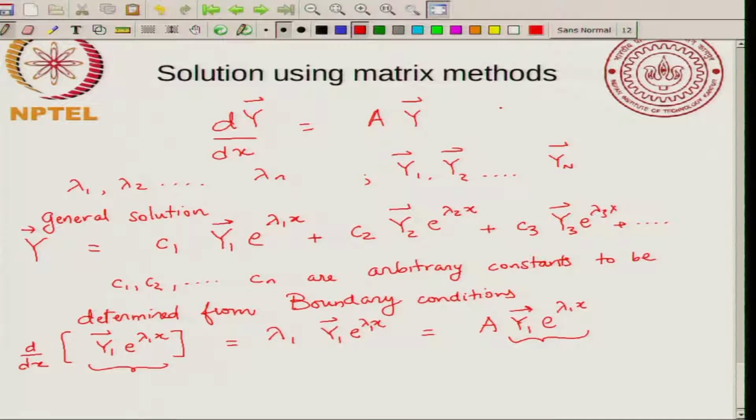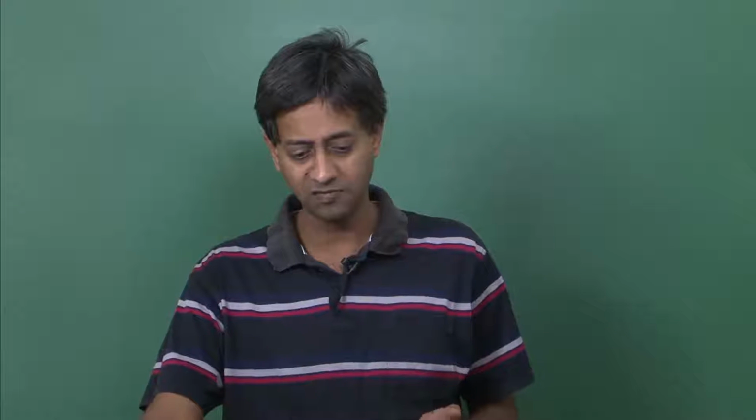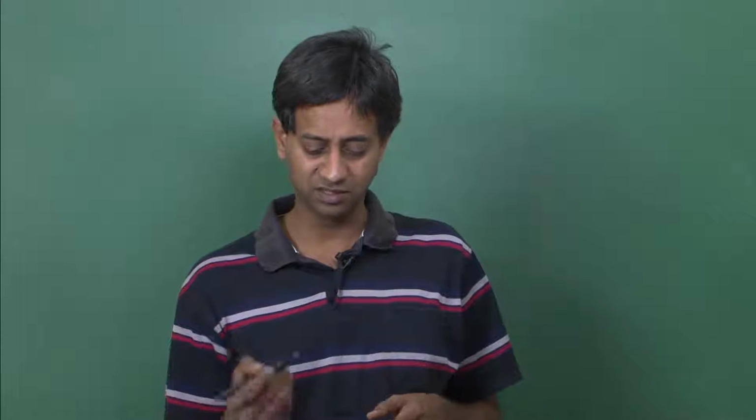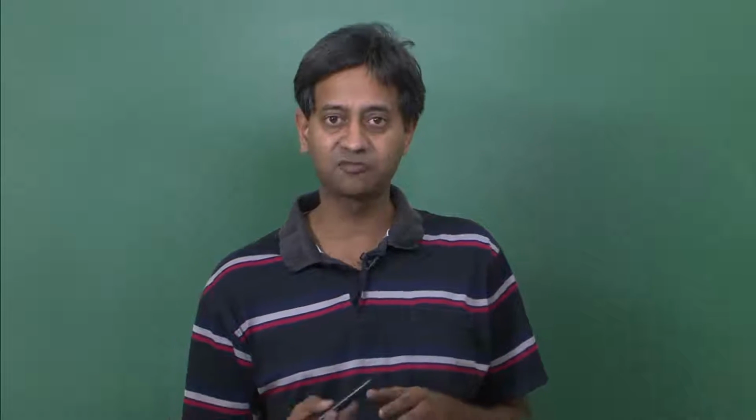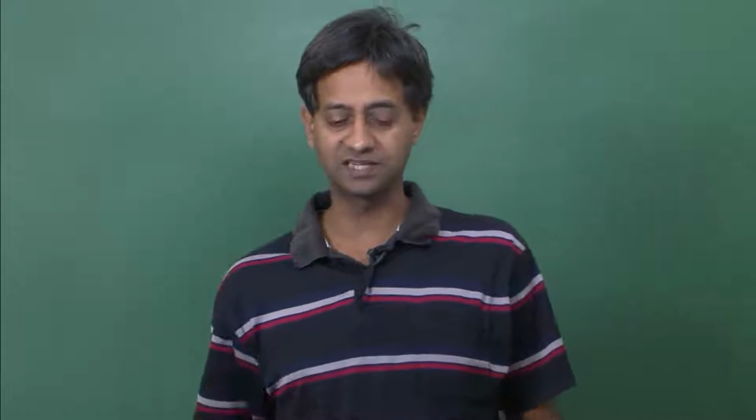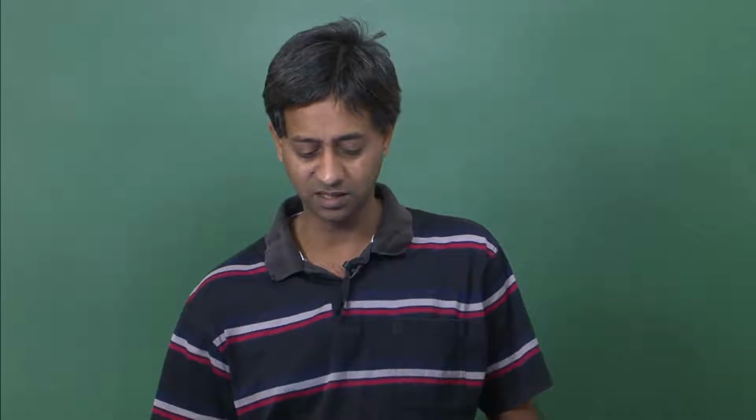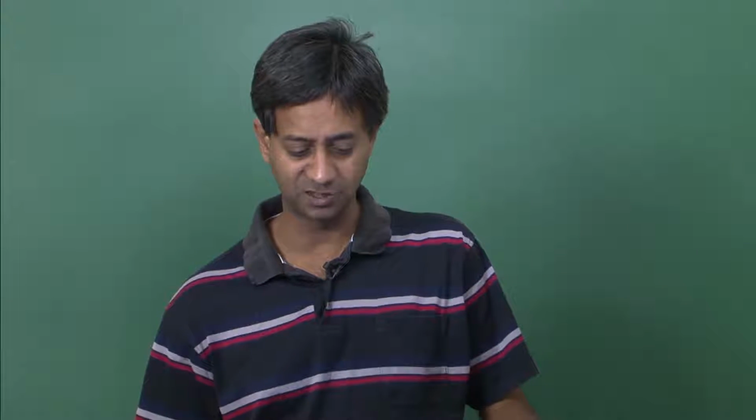And so you can take a linear combination of all these solutions and get a general solution of this differential equation that has a lot of arbitrary constants. Now, each of these arbitrary constants you can determine from the boundary conditions, and so this is a way to solve a system of linear first order differential equations, using this idea of eigenvalues and eigenvectors.